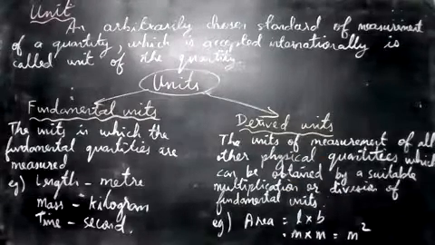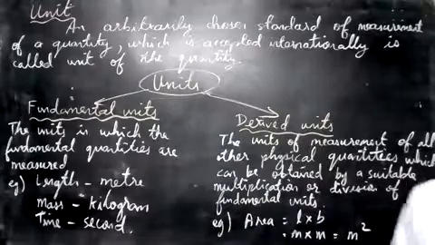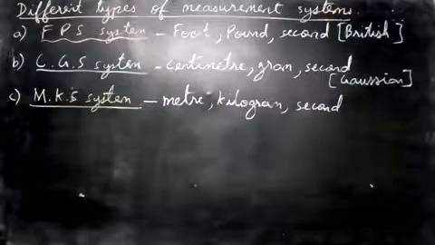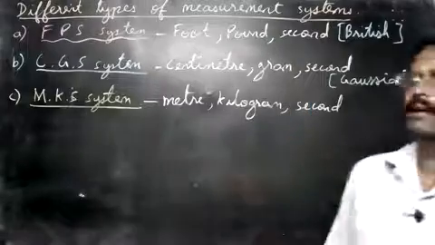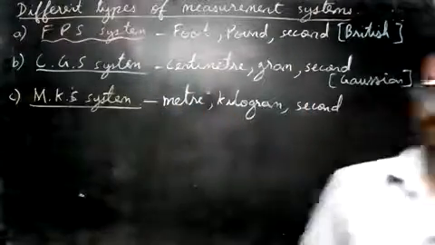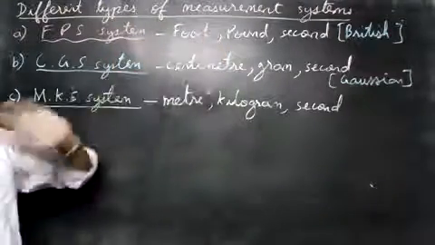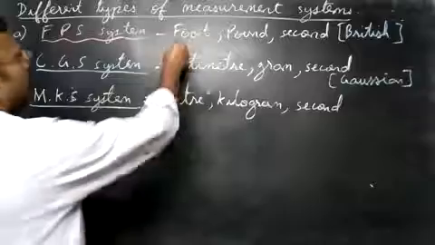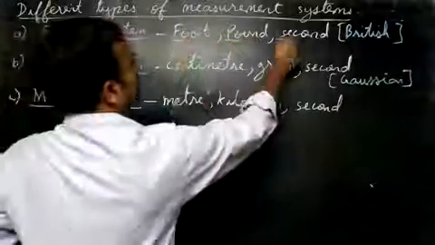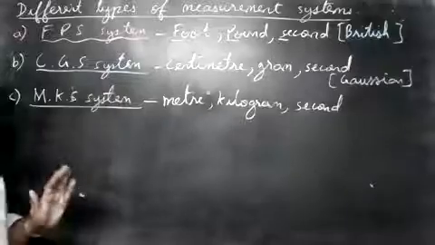Next we'll see the different types of systems that we use in the world. Now let us study the different types of measurement systems. The first one we have is the FPS system. FPS stands for foot, pound and second. So this is a British system. British people are using this. Even we also use it.